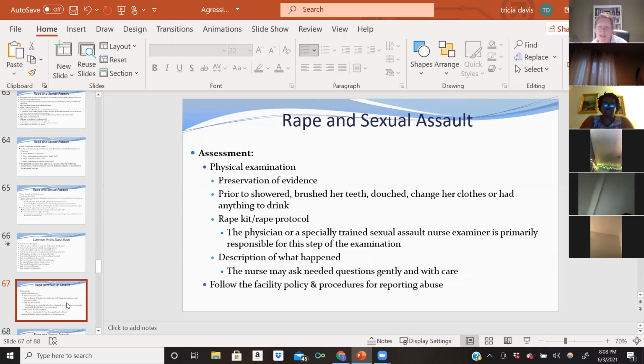And then when we talk to the patient, we want to have a description of what happened. So we have to understand that these conversations are very hard, and it's not going to be easy for the patient to talk about something that's so vulnerable. We want to make sure that when we question them, we question them gently. We want to practice empathy. We want to provide them enough time to answer, and we want to let them know that we care. So we don't want to pass on any judgmental attitudes. We don't want to have any questioning behaviors. And then, of course, we will always follow our facility's policy and procedures for reporting abuse.